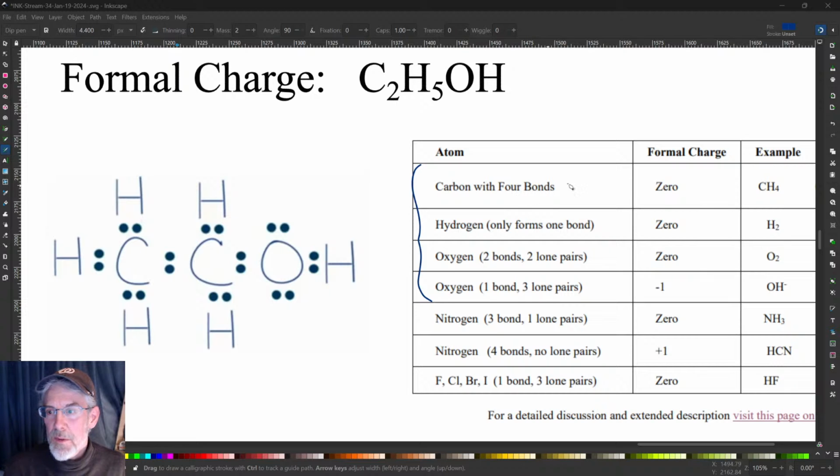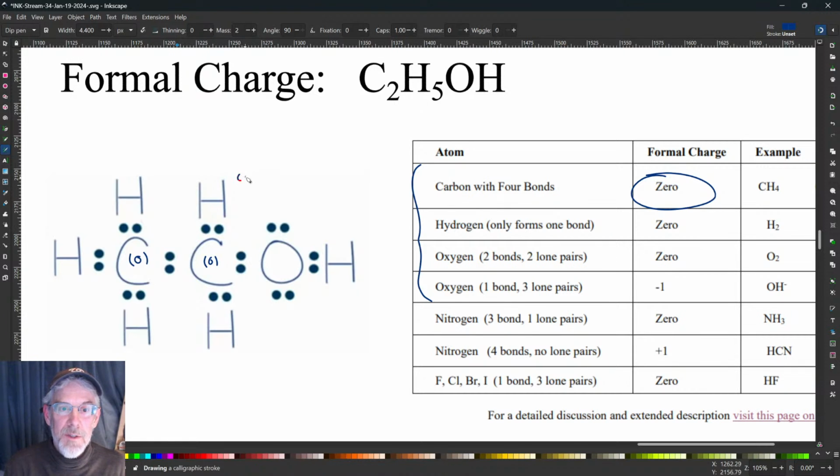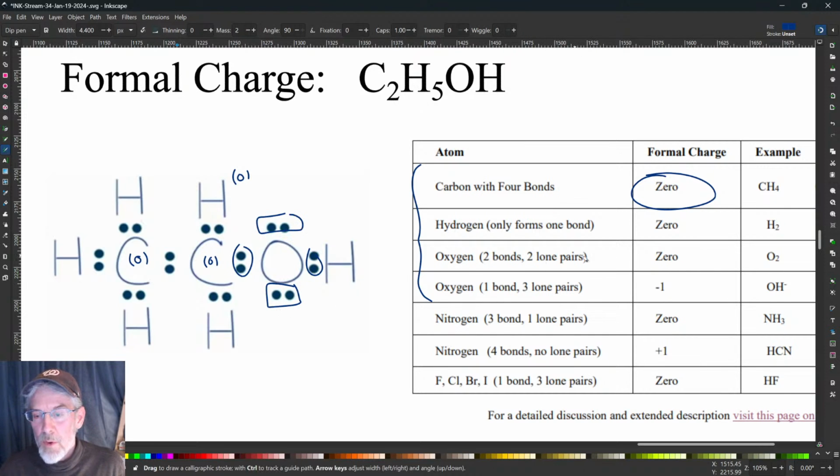Let's just look at the carbons first. 4 bonds, formal charge is 0. 1, 2, 3, 4, 1, 2, 3, 4. So each of these carbons has a formal charge of 0. Hydrogen only forms 1 bond, so all the hydrogens are 0 here as well. So hydrogen, when it just has that single bond, it's going to be 0. The oxygen, though, we have 2 bonds and 2 lone pairs. So 2 bonds, 2 lone pairs, that's also going to be 0. So everything I chose tonight is 0, but that's not always the case.